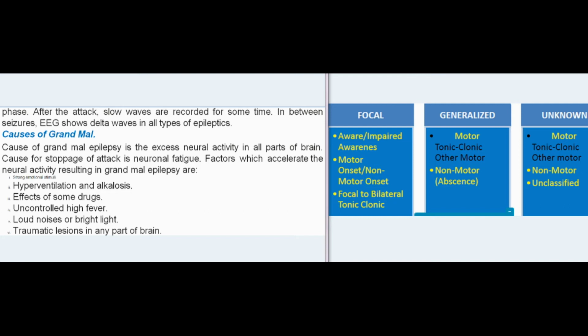Causes of grand mal. Cause of grand mal epilepsy is the excess neural activity in all parts of brain. Cause for stoppage of attack is neuronal fatigue. Factors which accelerate the neural activity resulting in grand mal epilepsy are strong emotional stimuli, hyperventilation and alkalosis, effects of some drugs, uncontrolled high fever, loud noises or bright light, traumatic lesions in any part of brain.